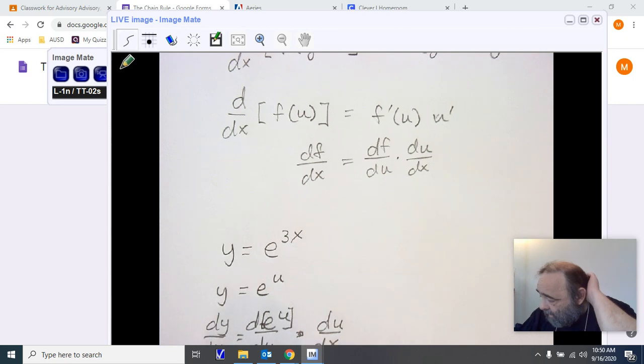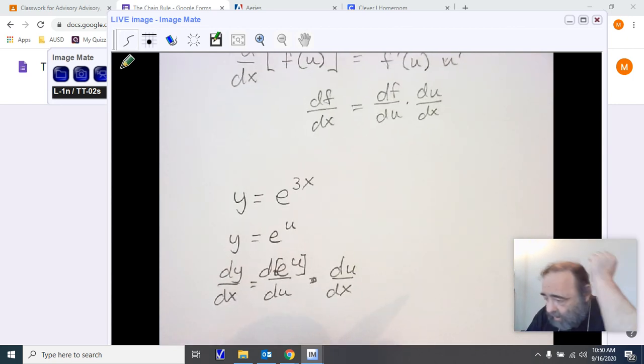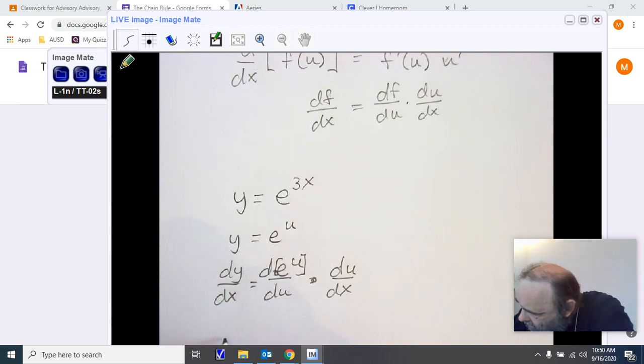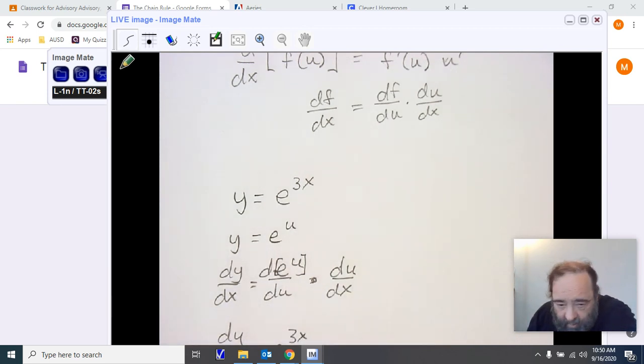Now, this is where the units would kind of effectively cancel. And so our answer, dy/dx, would have to be e to the 3x, which is the original e to the u. The derivative of e to the u is e to the u. And then we take the derivative of the 3x in terms of x, 3. My answer turns out to be 3e to the 3x.